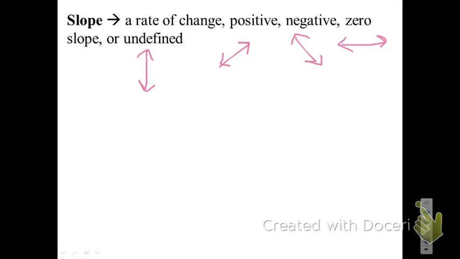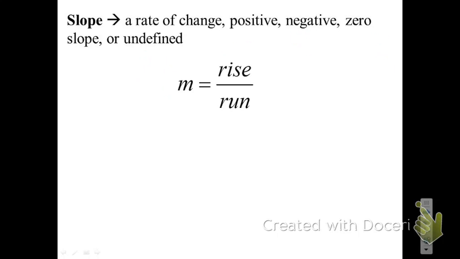On an undefined slope, you're going to get something like 4 divided by 0, and we know we can't divide by 0, so we say it's undefined. On a zero slope, you'll get something like 0 divided by 4, and 0 divided by 4 is 0, which is why we call that a zero slope. Now, if you remember, very simply, slope is defined as rise over run.